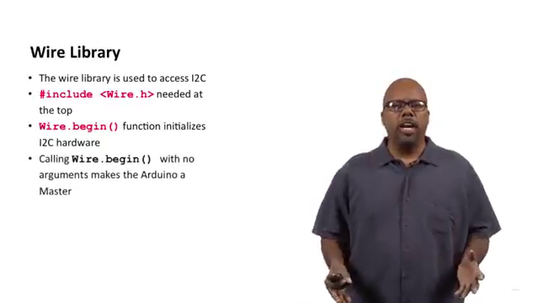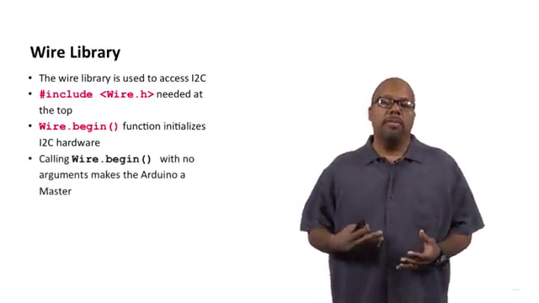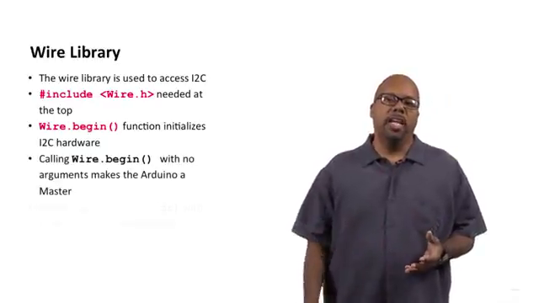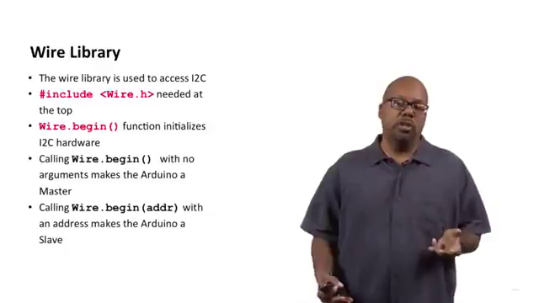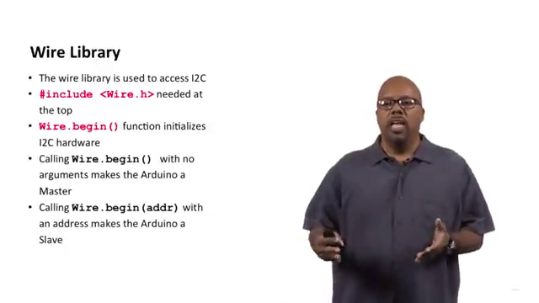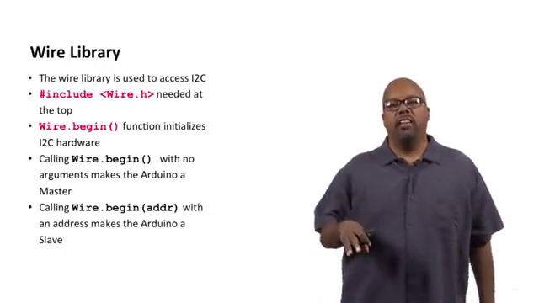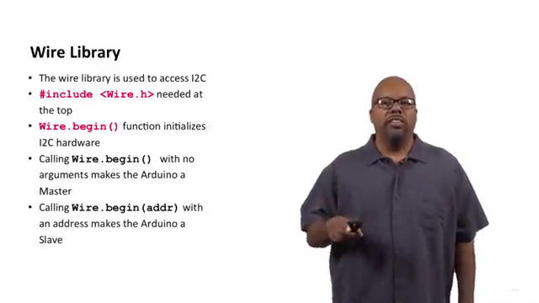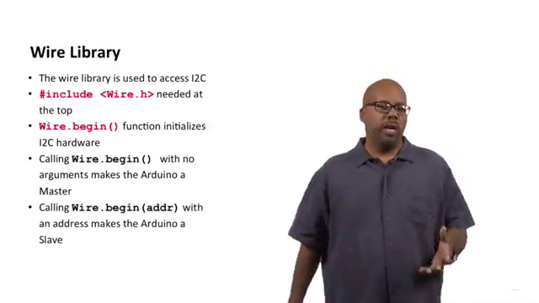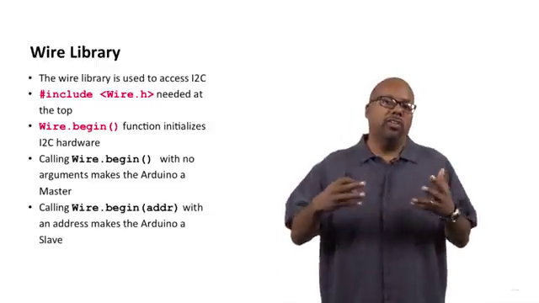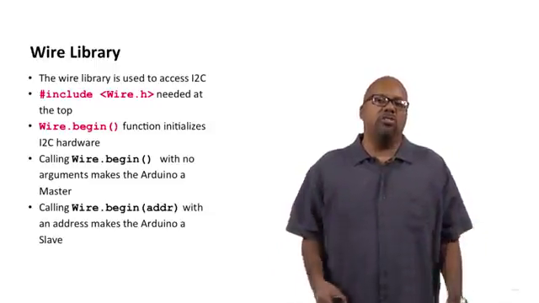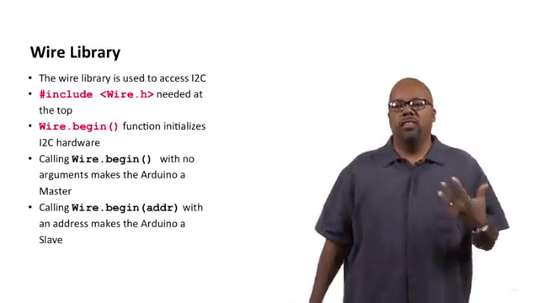Now, if you call Wire.begin with no arguments, that makes the Arduino the master. But if you call Wire.begin with an address as an argument, some number between 0 and 127, then that makes the Arduino a slave, and its address is whatever the address argument was. Masters don't need addresses, right? Masters need addresses to talk to slaves, but if you're not a slave, you don't need an address. So if you give no address, then you're a master.